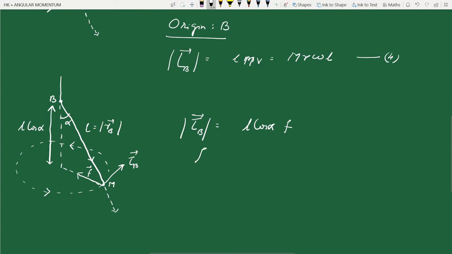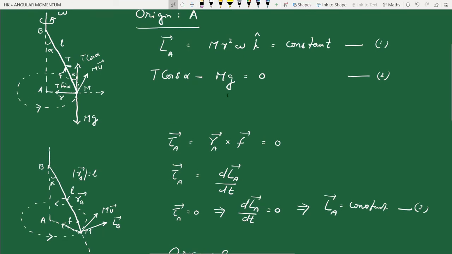So this F is equal to T sine alpha. So the magnitude of torque about the point B is L cos alpha into T sine alpha. Now we can rewrite this using equation 2. In equation 2, we can see that the vertical component of the tension, T cos alpha, is balanced by the weight mg, or T cos alpha is equal to mg.